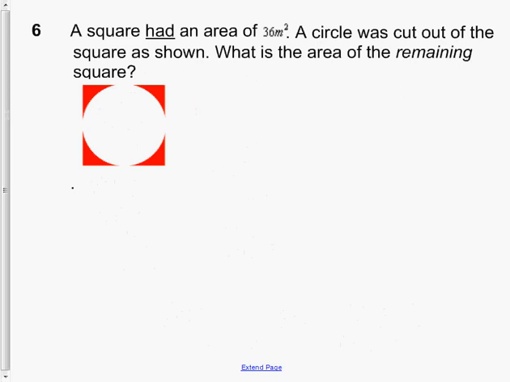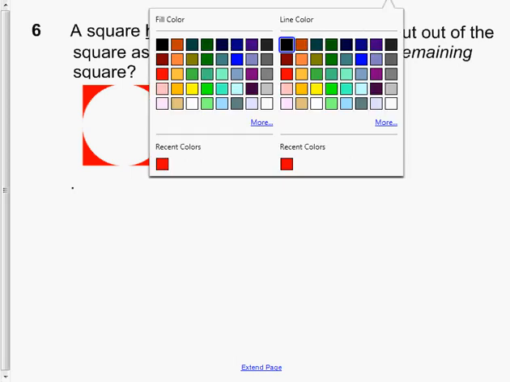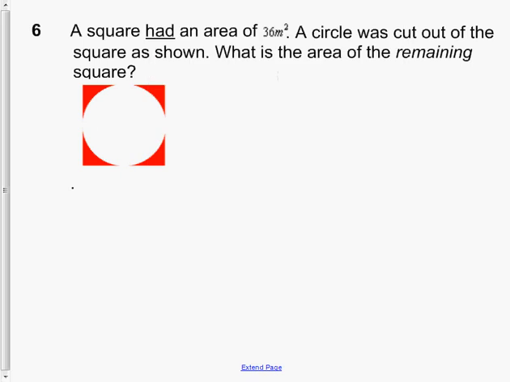And finally, the last question, a red square had an area of 36 meters squared. A circle was cut out of the square as shown. What is the area of the remaining square? So if I take this red square, which I can make because I have the power to do so, and I redraw it here like this, and put it right there. That red square had an area of 36 meters squared, which means each of these sides must have been 6 meters to give it an area of 36 meters squared.